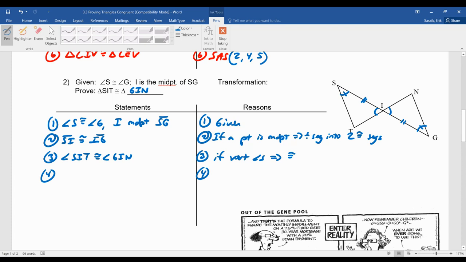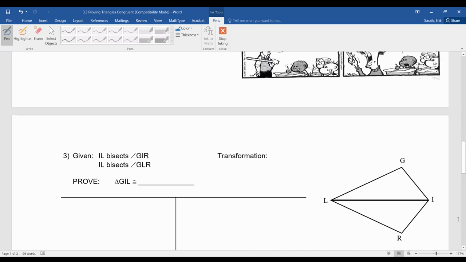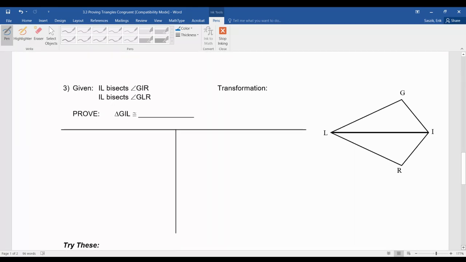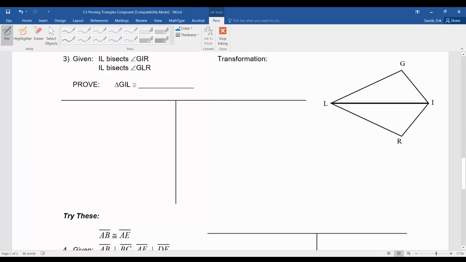But that gives us our third congruency, so this is actually just a 4-step proof. We can now say that triangle SIT is congruent to triangle GIN. That would be by what? ASA. We would have gotten this in steps 1, 2, and 3. Okay. I know it's a lot to take in here in the first day, but it'll come together. Just give yourself a little bit of time. Have that reason sheet handy next to you. Okay.